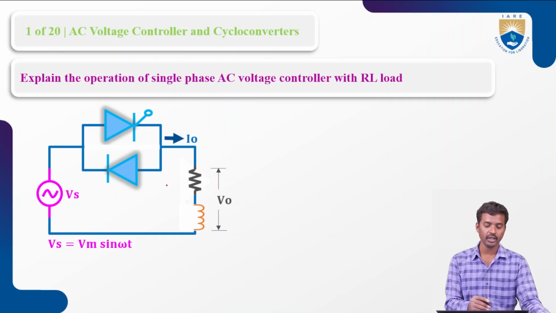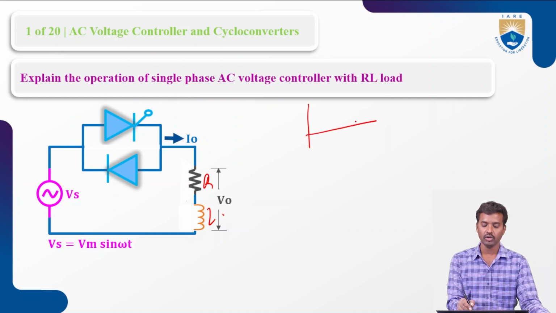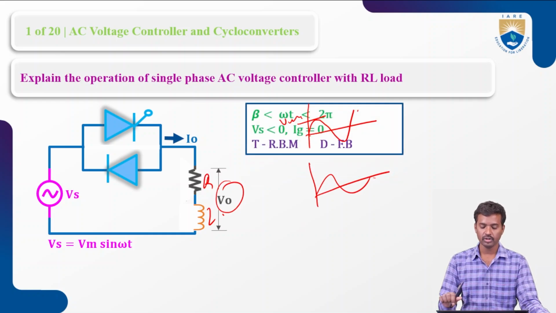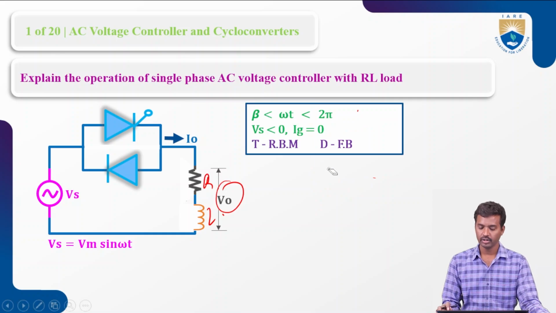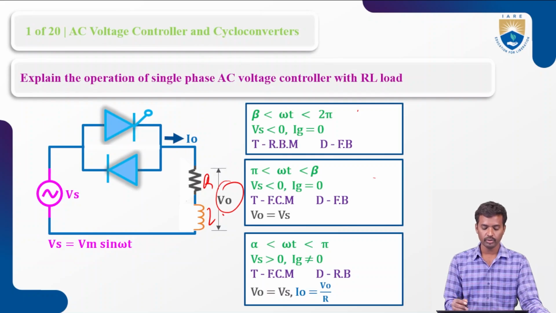This is the circuit diagram for the single phase half wave AC voltage controller. Here I am using an R and L load. I am applying the supply voltage v equals Vm sin omega t, where Vm is the maximum voltage. Here is how we get the output voltage. From the waveform, these are the modes: first from alpha to pi, next pi to beta, and beta to 2 pi.